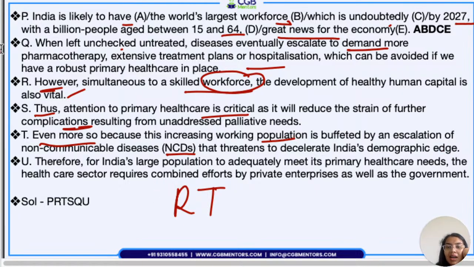Also, the other things that are mentioned are with respect to healthcare. Only P talks about India being the world's largest workforce. So P is the first one. After that the contrast begins. So be it, it's a great thing that India has the largest workforce, but what about health? And the rest of the things are all about health.